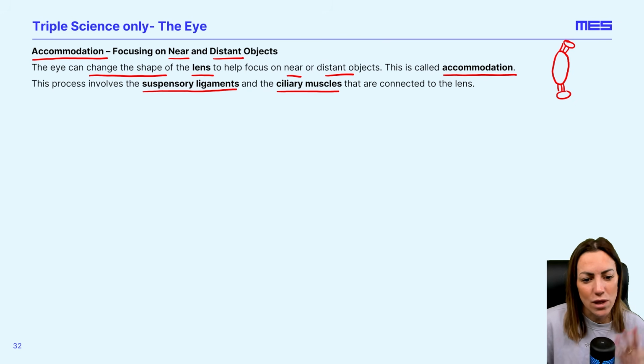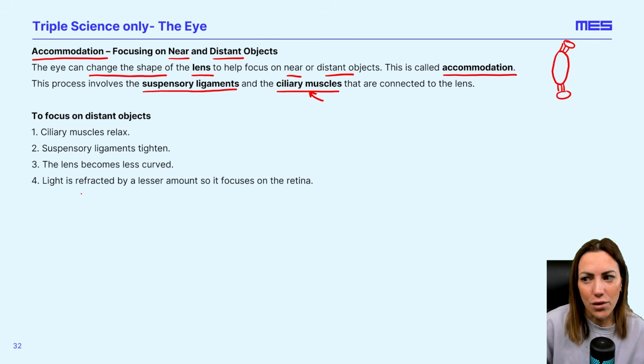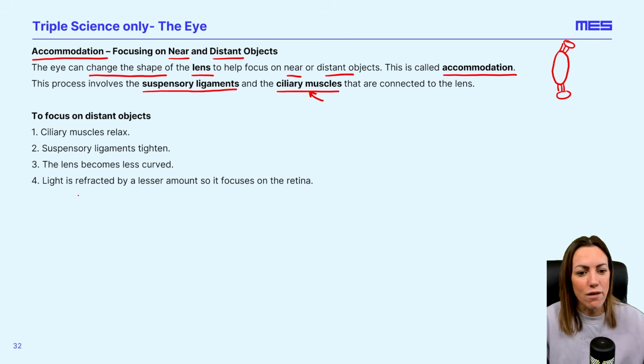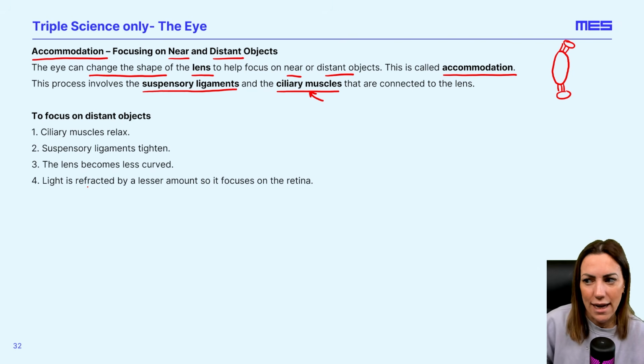The lens will change shape because of the action of the ciliary muscles and the suspensory ligaments. These muscles are not the same as the circular muscles in the iris, okay? These are the muscles that connect to the suspensory ligaments and the lens. So let's go through how we would focus on a far away or a distant object.